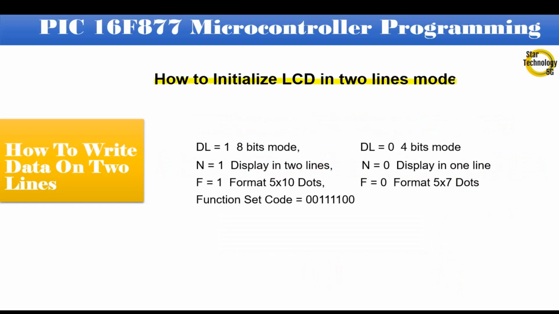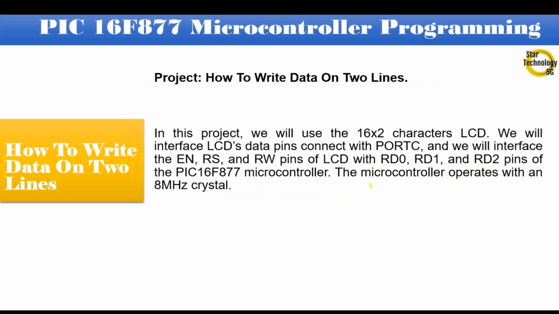How to initialize the LCD in 2 lines mode. For writing a 2-line message in LCD, we need to initialize the LCD in 2 lines mode. In the last video, we set the LCD in single line mode. I used bit D3 n equals 0. Now we will use n equals 1. If n equals 1 display in 2 lines, and if n equals 0 display in 1 line. Here is the function set code: 00111100. It will set the LCD in 8-bit mode, 2 lines mode and set character format 5 by 10 dots.